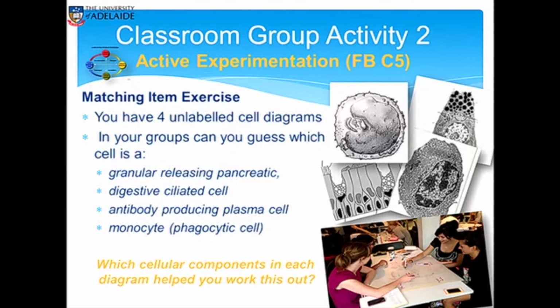So once they've developed their poster, they then have to come back and instruct one another, and then just to make sure that they understand the different structures, we then get them to do a matching item exercise again. So they break up into their small groups, and then they're given unlabelled cells, and they have to match up which cell they think is a granular releasing pancreatic cell that they've never come across, but based on the type of organelles that are present in the unlabelled diagram, hopefully they can make that connection. So by now, they're starting to experiment with the knowledge and starting to apply it a little bit further.